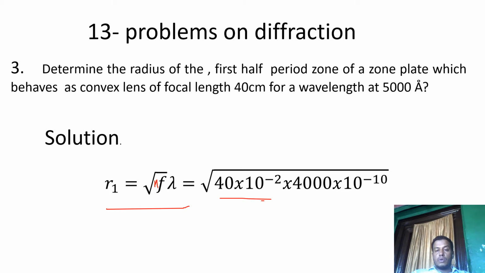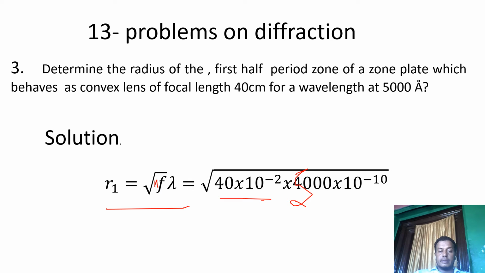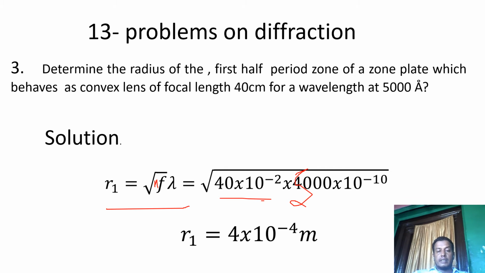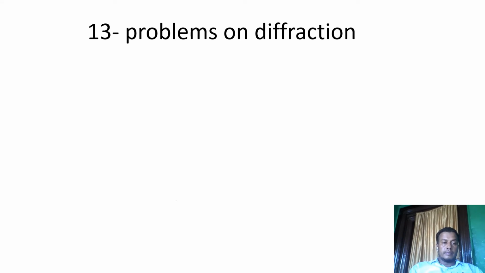Using the wavelength of 5000 angstrom and simplifying, the value is 4 point something, approximately 4.4. Let's move further.